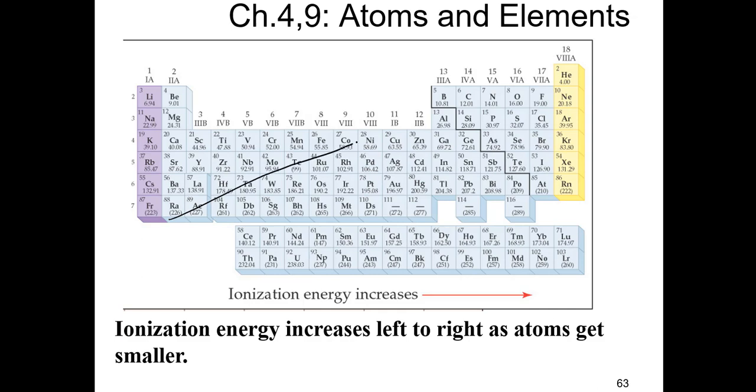So here's the trend. The closer you are to helium, the higher the ionization energy. So the more to the right you go and the more you go up, the higher the ionization energy. For example, chromium has a higher ionization energy than scandium. Cesium has a lower ionization energy compared to argon. Oxygen has less ionization energy than fluorine. Neon has more ionization energy than phosphorus.